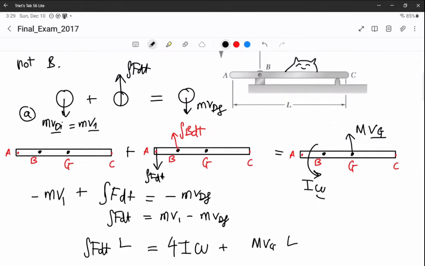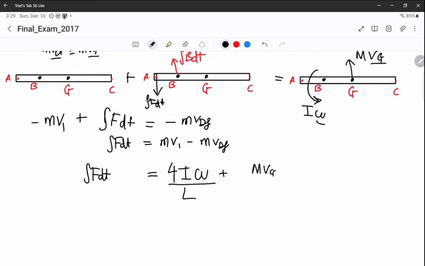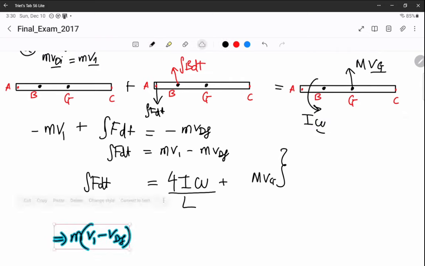Now we have integral f dt times L. I want to make sure these two are equal. So we can take this L, divide it on this side, and then L and L cancel out. So now we can make these two equal. You're going to have MV1 minus VDF, that's going to be equal to 4 I omega L plus MVG.